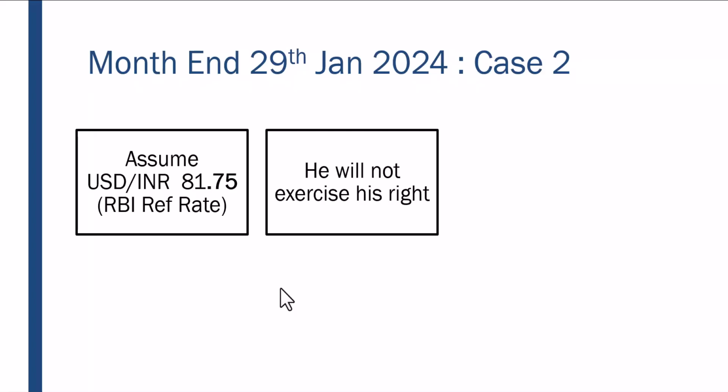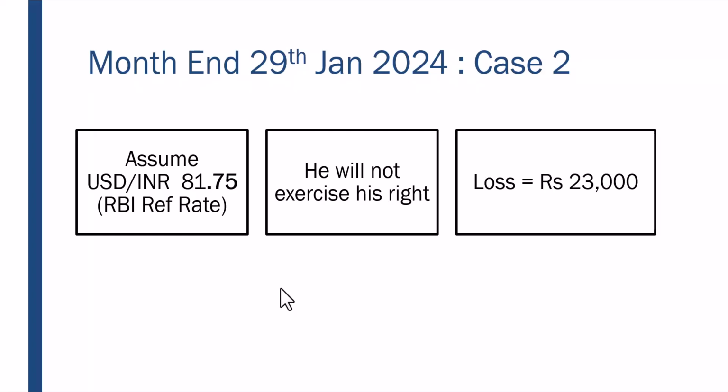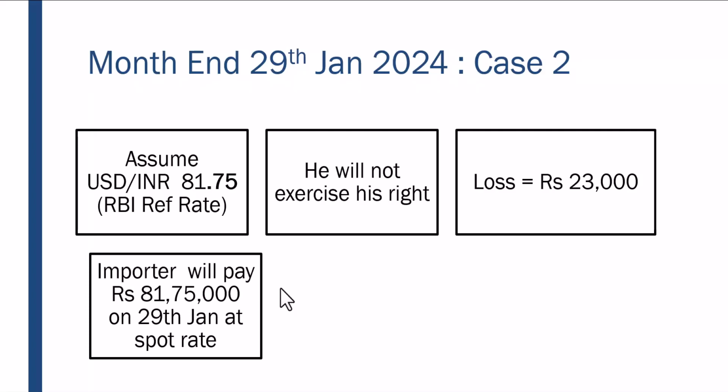Now I lose 23,000, the premium which I have already paid to the writer. The writer is happy. He will pocket it, he knows now the money belongs to him firmly because the dollar has come down. So the importer will pay 81,75,000. The banker will call up and say today is the date, make 81,75,000 rupees because the spot rate is 81.75 and you have to pay $1 lakh. So give us 81,75,000 so that we can remit 1 lakh dollars to your supplier.